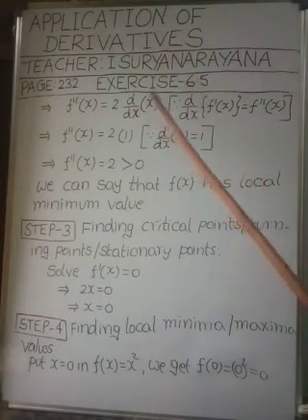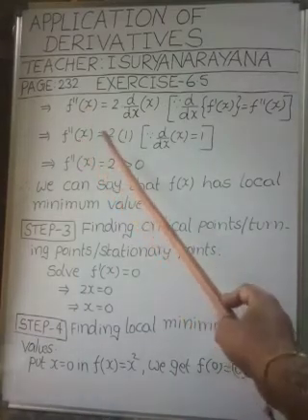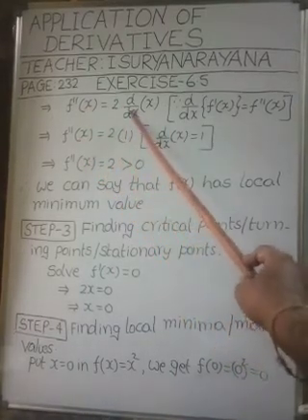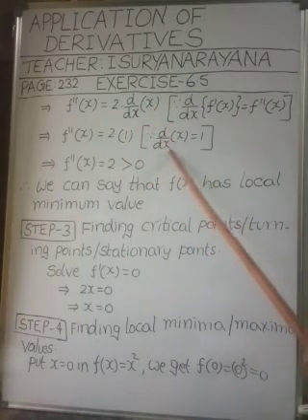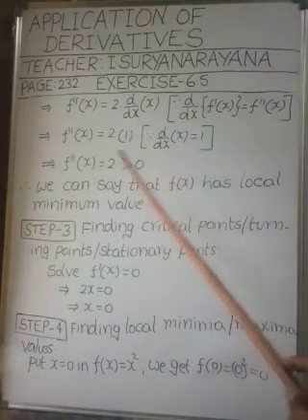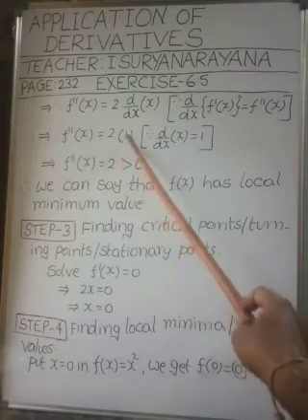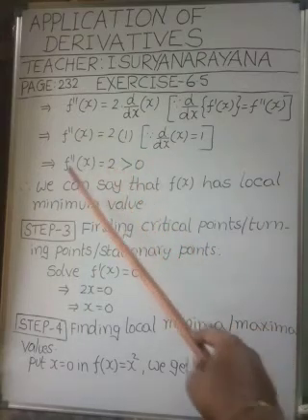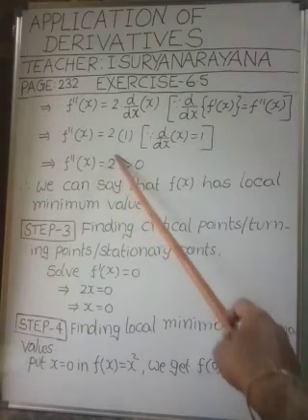This implies we wrote the LHS as it is, f double dash of x is equal to 2 into d by dx of x. What is the value of d by dx of x? Yes, 1, because d by dx of x is 1. This implies f double dash of x is equal to 2 into 1, that is 2. So if you observe, the f double dash of x value is 2.